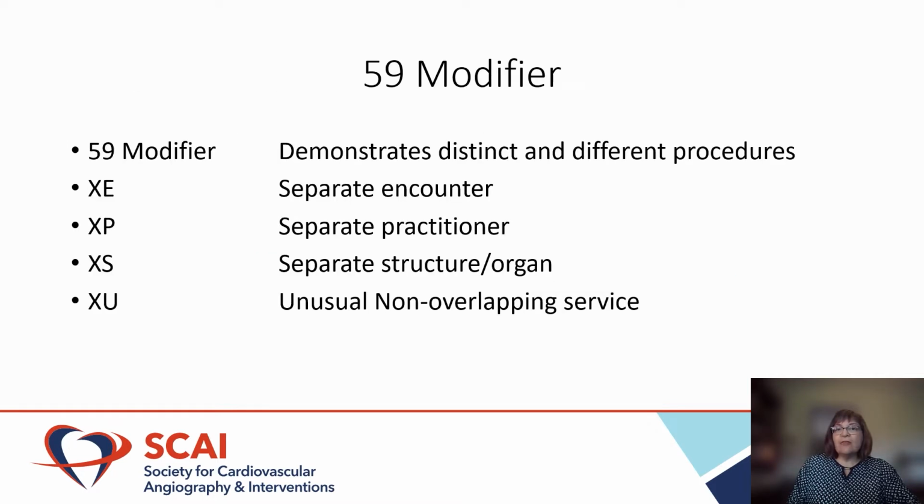Modifier 59 is used when there is an NCCI edit in place that states the 2 codes being billed cannot be billed together due to an unbundling relationship. Modifier 59 is used to indicate that in this particular circumstance, both services should be paid because no unbundling is taking place. In 2015, CMS introduced X modifiers to provide more clarity as to what circumstances are occurring. CMS is currently accepting both Modifier 59 and the X modifiers.